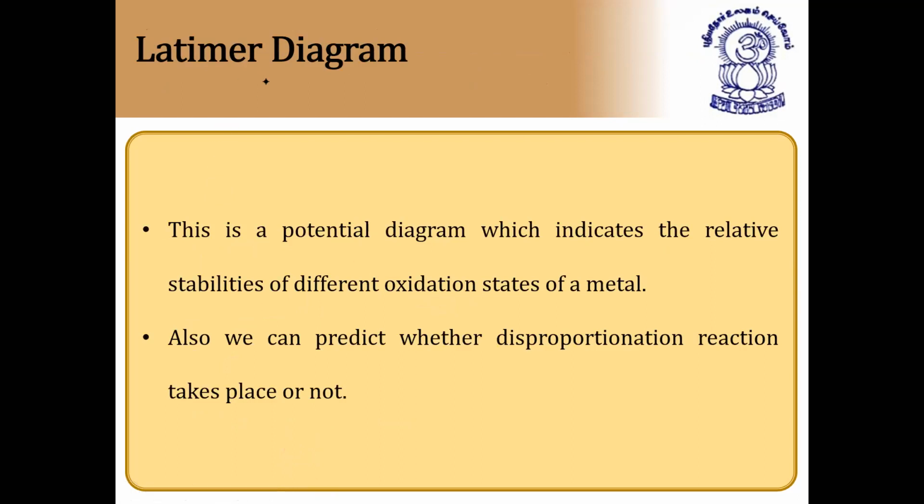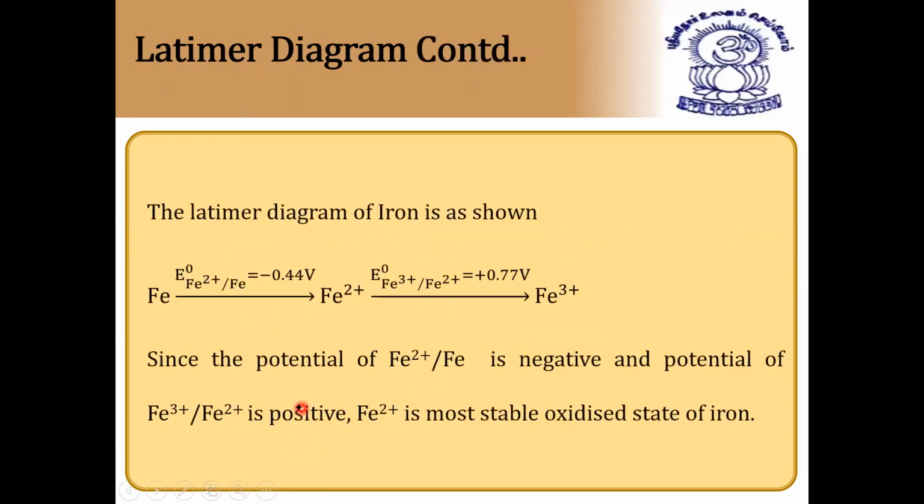Very, very important, this chapter. Latimer diagram. This is a potential diagram which indicates the relative stabilities of different oxidation states of a metal. Also, we can predict whether a disproportionation reaction takes place or not, or whether the reaction is spontaneous or not, or whether the reaction is feasible or not. So the Latimer diagram of iron is given below. For iron, Fe plus 2 to Fe, the reduction potential is given as minus 0.44 volts. And Fe plus 3 changes to Fe plus 2, the reduction potential is given as plus 0.77 volts. And finally, it changes to Fe plus 3.